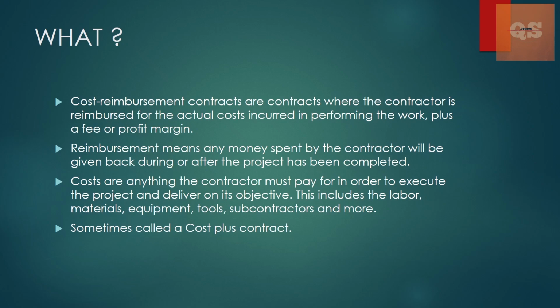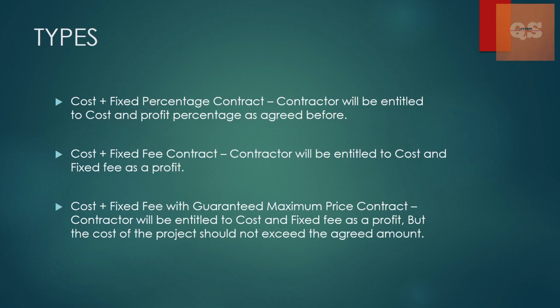Sometimes it is also called a cost plus contract. That is another name given to cost reimbursement contract. So hope you have got a basic idea of what a cost reimbursement contract is. Now let's understand the different types of cost reimbursement contract. There are basically three types.